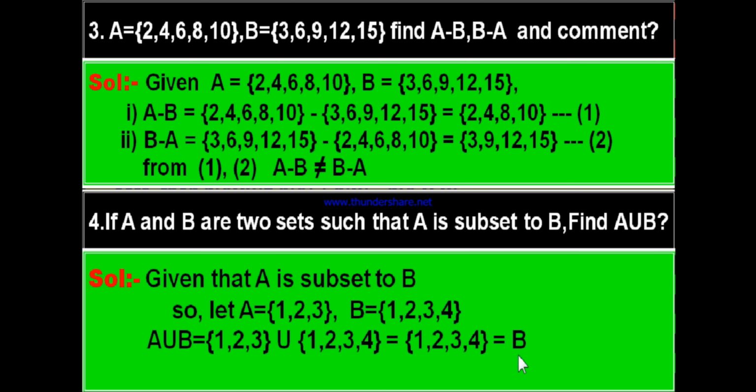Then what can you understand? We understood that if A is a subset of B, then A union B is equal to B. Therefore, we can write A union B is equal to B when A is a subset of B.